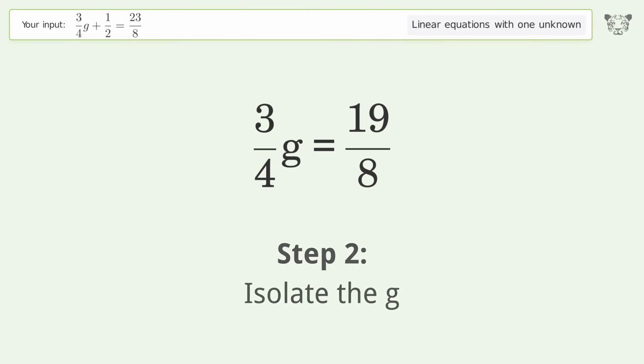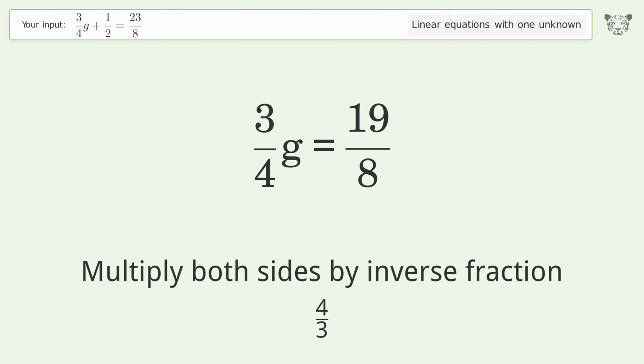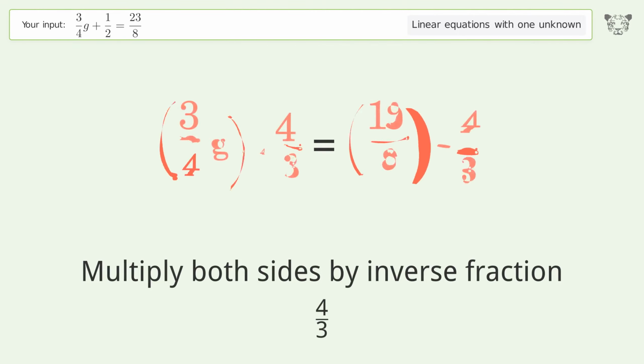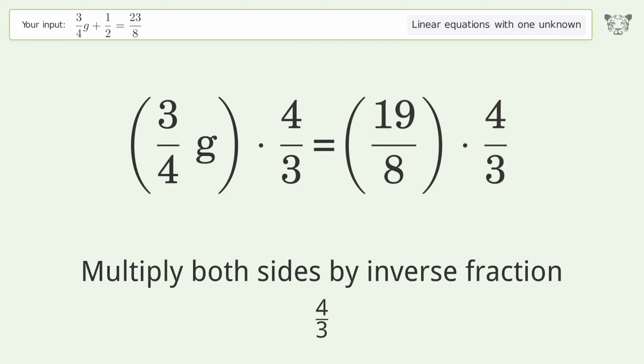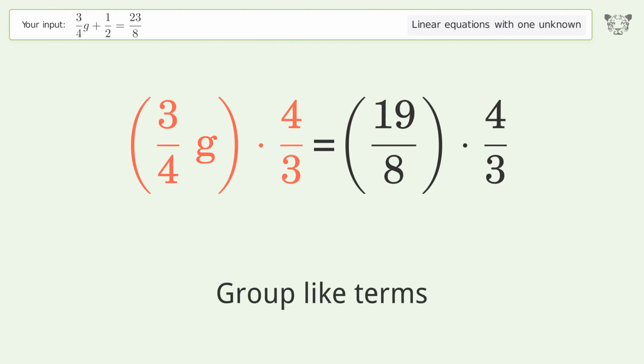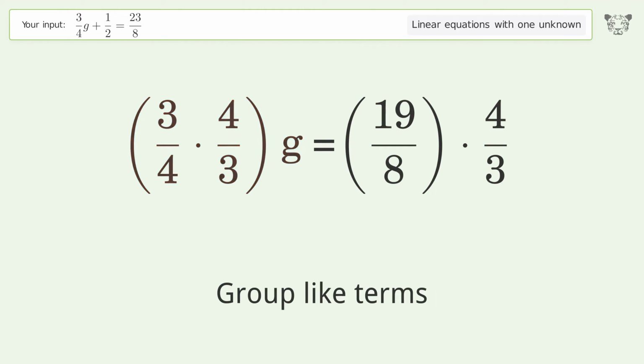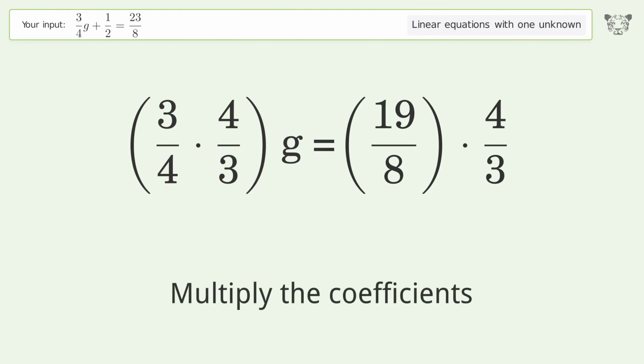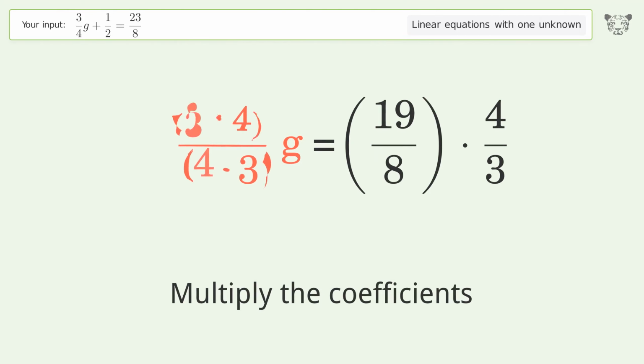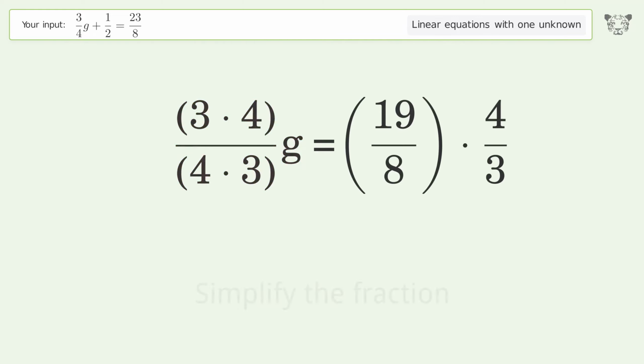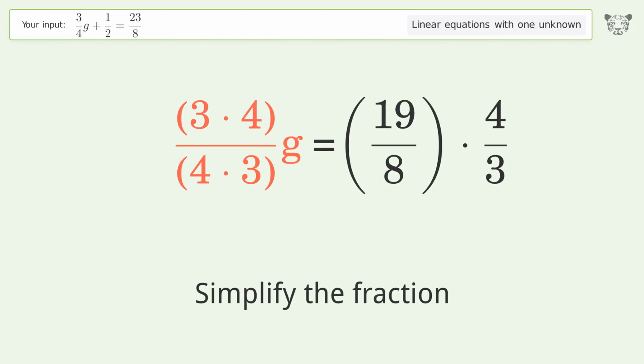Isolate the g. Multiply both sides by inverse fraction 4/3. Group like terms. Multiply the coefficients. Simplify the fraction.